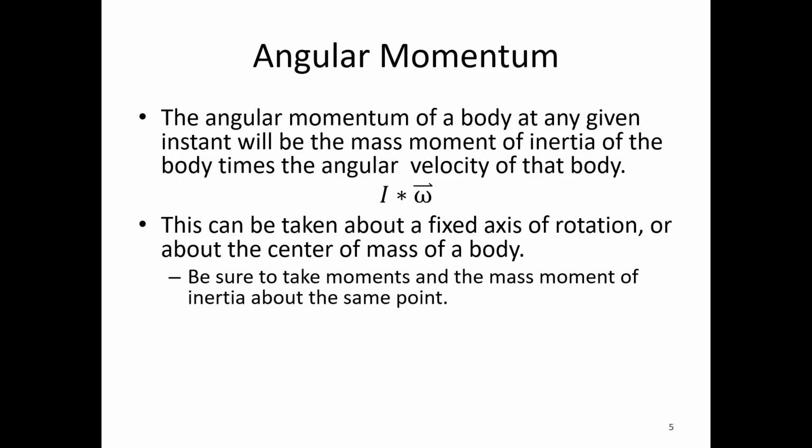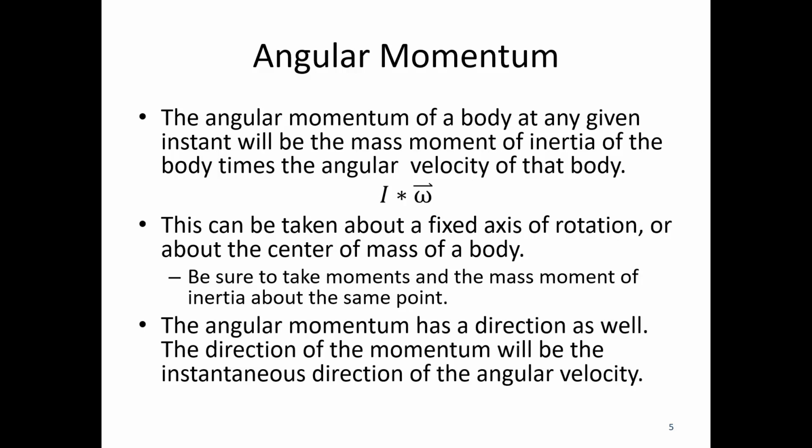And the most important thing is we take the moments and the mass moments of inertia about the same point. So if we have moments about point C for the impulse, we want the mass moment of inertia about that same point C. So the angular momentum is going to have a direction as well. In this case, the direction of the momentum will be equal to the direction of the angular velocity. So if you think about the angular velocity vector, the same direction of that vector is going to be the direction of the momentum.